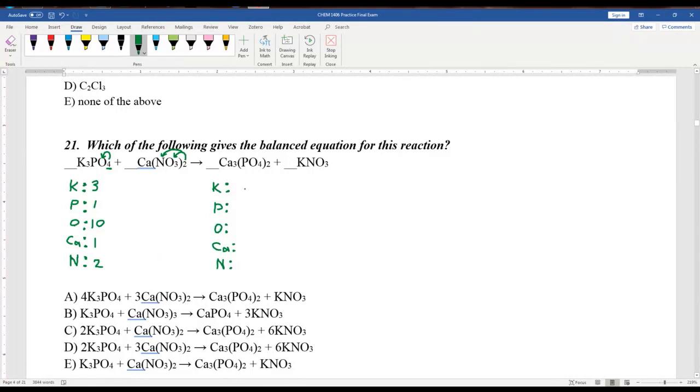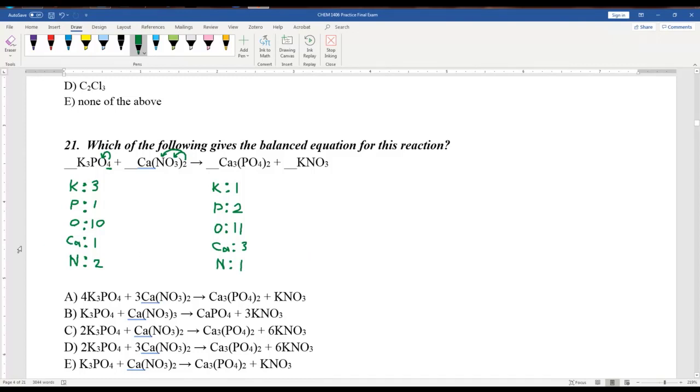All right. Now, how many potassiums are on our product side? 1. How many phosphoruses are on our product side? 2. Very good. How many oxygens are on our product side? 11. Very good. And how many calciums are on our product side? 3. And how many nitrogens are on our product side? 1. Very good.